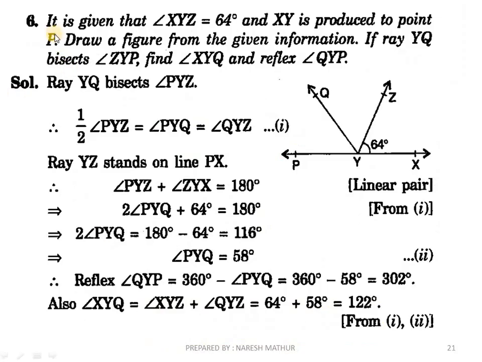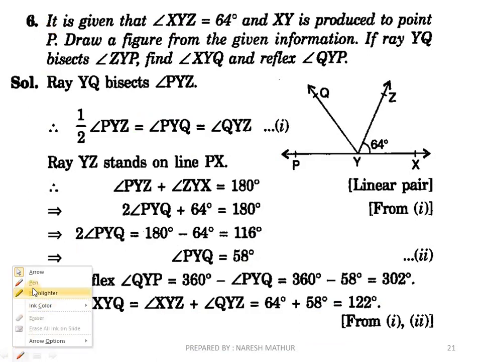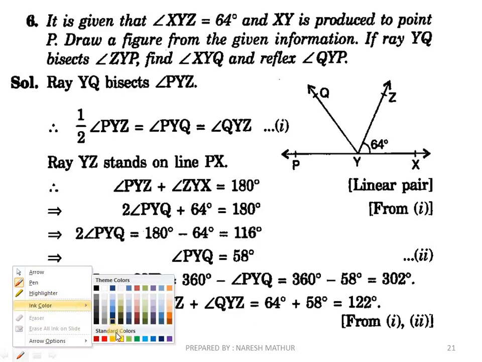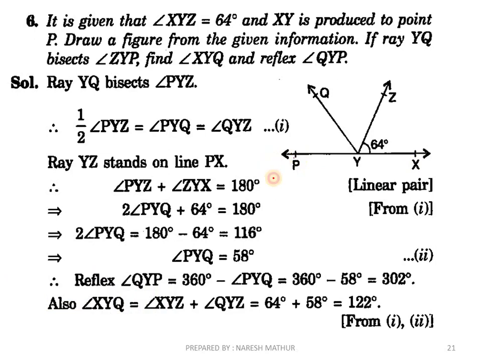Okay. In the next one, we are given angle XYZ equals 64 degree, and XY is produced to point P. So XY is produced to point P, and we need to draw a figure from the given information. Here we have YQ bisecting angle ZYP, it means this angle and this angle are equal. Let's say x and x. Alright, so we need to find angle XYQ and reflex of QYP.